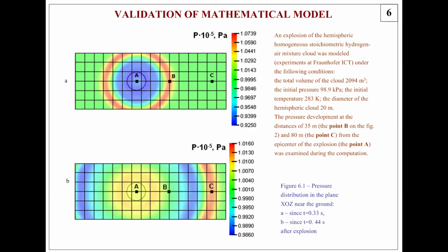The developed mathematical model of gas release and explosion in the atmosphere was validated using data from physical experiments and other models' simulation results. Firstly, an explosion of the hemispheric homogeneous stoichiometric hydrogen-air mixture cloud was modeled, following experiments at Fraunhofer ICT laboratory under ambient conditions. The pressure development at the distances of 35 meters, the point B on the figures, and 80 meters, the point C, from the epicenter of the explosion, the point A, was examined during the computation.